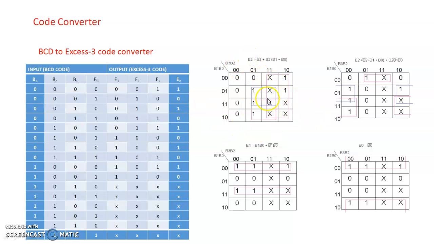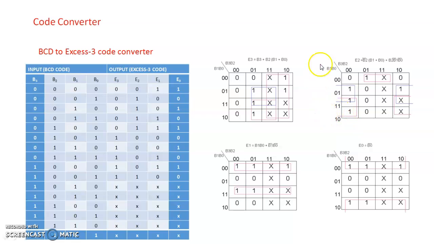So this is the expression. Here we form 3 groupings. This one is the first quad, this is the second quad and this one makes one octet. So there is the possibility of 3 groupings. For this grouping the expression is B3 plus, for this quad it is B0 B2, and for this quad the expression is B1 B2. So B2 is commonly taken inside the bracket, B1 plus B0. So this is the K-map for E3 output.